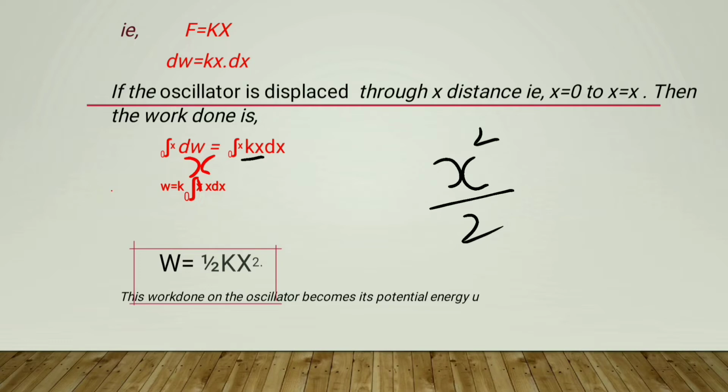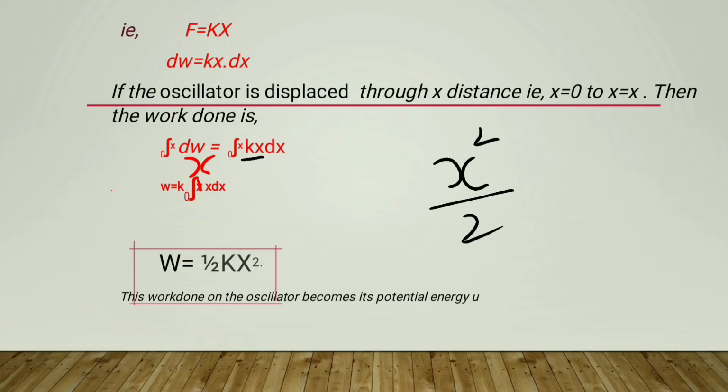In short, we got the total work done to displace the spring from mean position to the x distance. It shows that work done depends upon the displacement and it varies with the time because x will vary with the time. So obviously work done also varies with the time. This work done is stored as the potential energy in the spring.